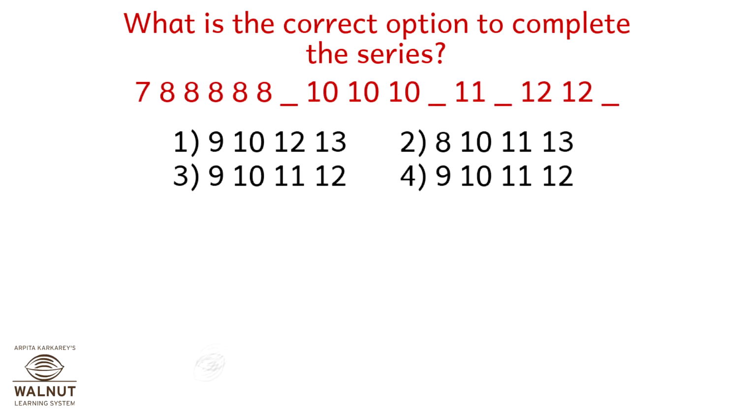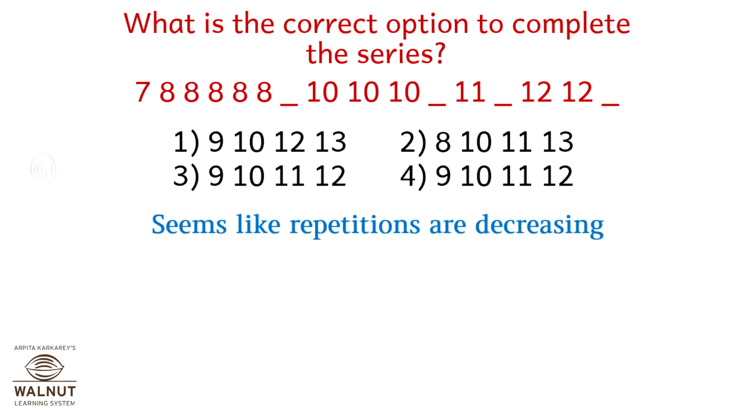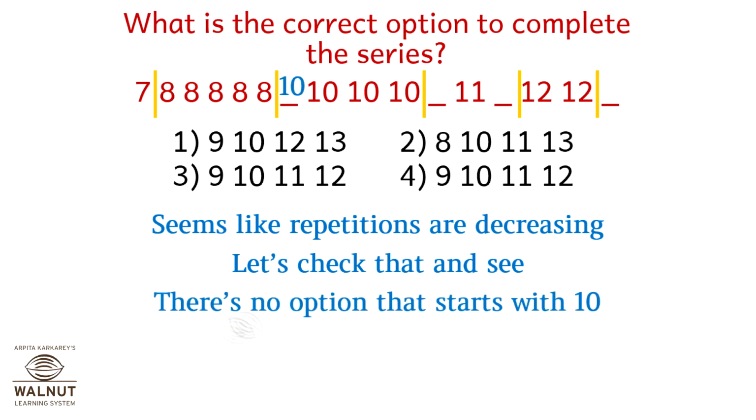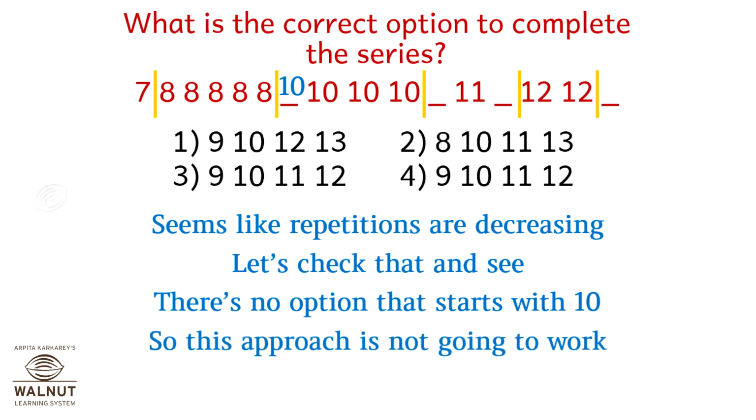Let's move ahead. What is the correct option to complete the series given below? Seems like the repetitions are decreasing. Let's check that and see. We draw a line between 7 and 8, after 8 and the dash, after 10, after the dash before 12, after 12, and we try to fill in the values. So we fill in 10 here. But there is no option beginning with 10. So obviously that approach is wrong.